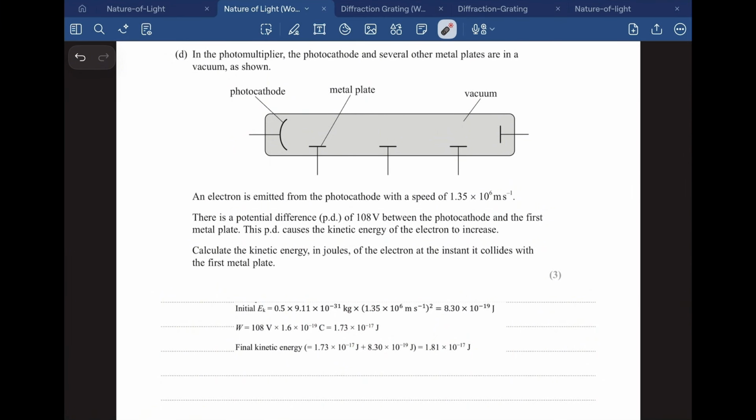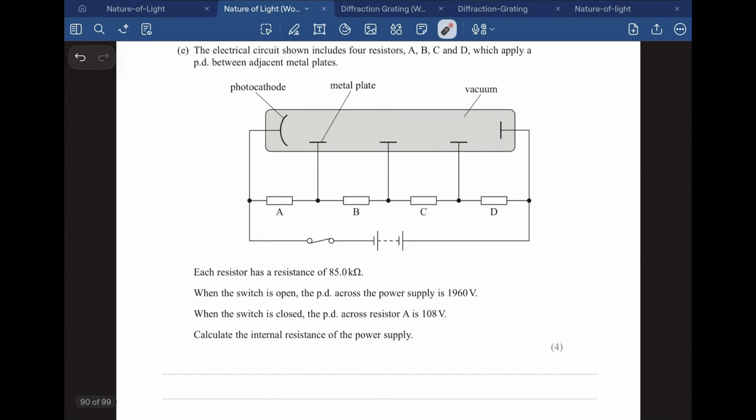So the question says the kinetic energy at the instant it collides with the metal plate. I mean the final kinetic energy. So the final kinetic energy will be the initial kinetic energy plus the increase in kinetic energy, or the work done by the potential difference. So we add both of them and we get the final kinetic energy value. Hopefully you guys have understood it completely as well.